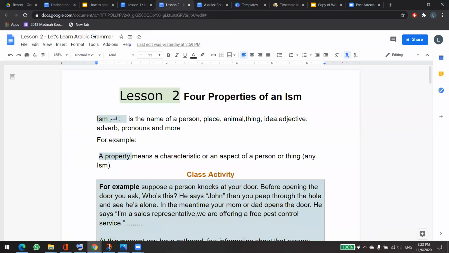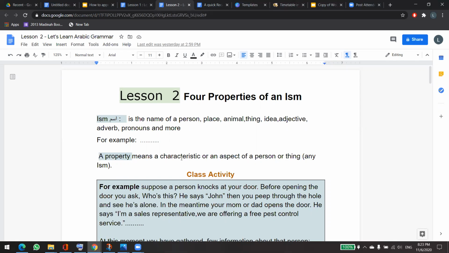So in today's lesson, we are going to learn 4 properties of an ism. So far, we learned that there are 3 types of words in Arabic: ism, fail, and harf. And now we are focusing on ism. So we are going to do ism studies from now on. We are going to learn details about ism. So today we are studying properties of an ism.